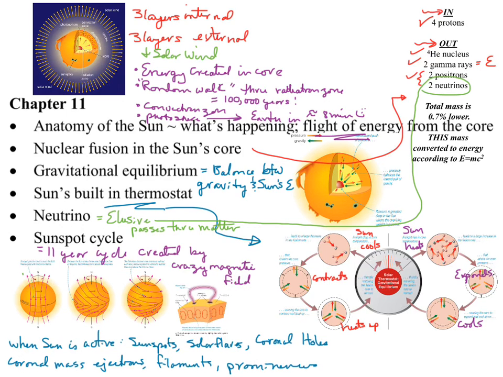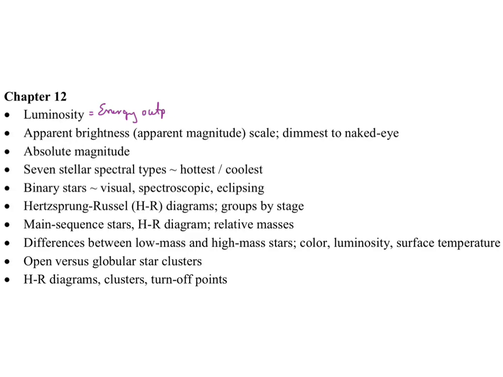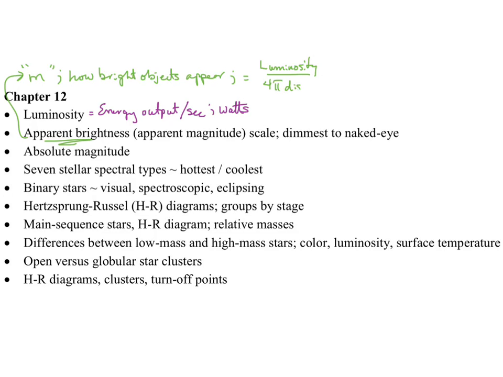That's chapter 11. And like you said, chapter 14 is the doozy right now. So chapter 12 looks like this, where we talked about just kind of stars in general. We talked about luminosity. That's how much energy a sun's putting out per second. It's watts. Apparent brightness, we use the variable lowercase m for apparent brightness, and it's how bright the object appears, and we can get apparent brightness from the equation: luminosity divided by 4 pi distance squared.